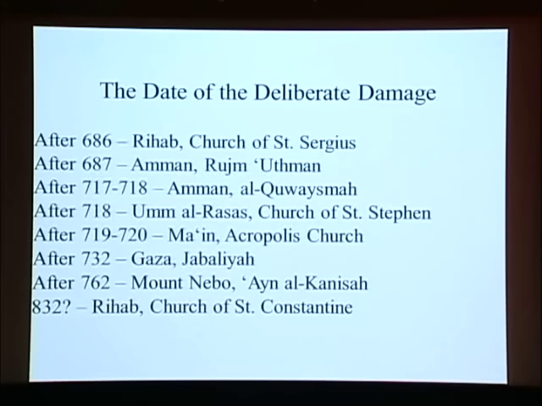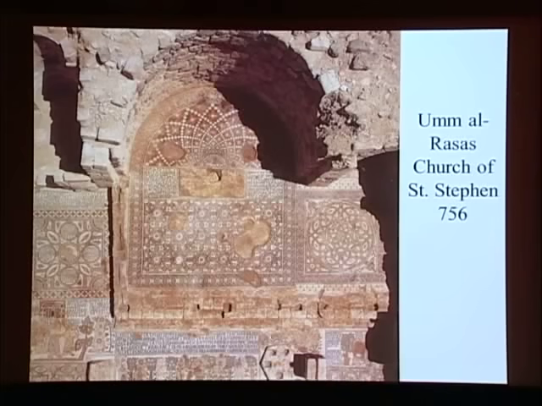The Abbasid revolution of 749-750 is when the Abbasid line of caliphs replaces the earlier Umayyad line of caliphs, and there are major social, political, economic changes that take place as a result of the coming to power of this new line of caliphs in 749, 750. Well, one thing then, it seems to me that this deliberate damage is happening in the first decades after the Abbasid revolution of 749, 750.